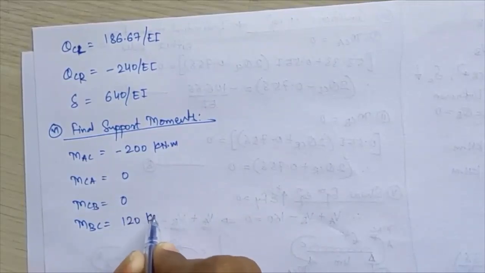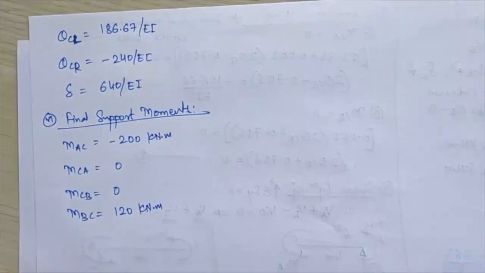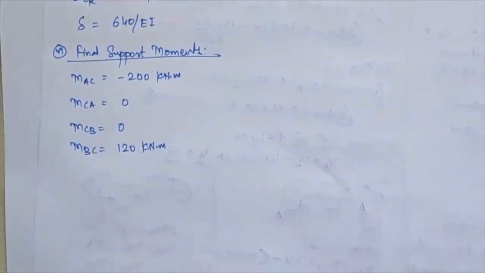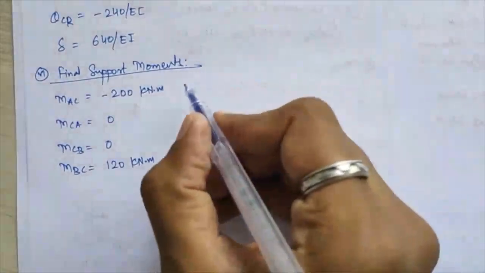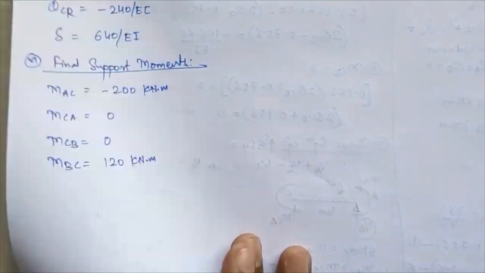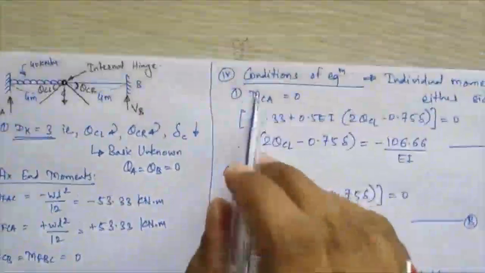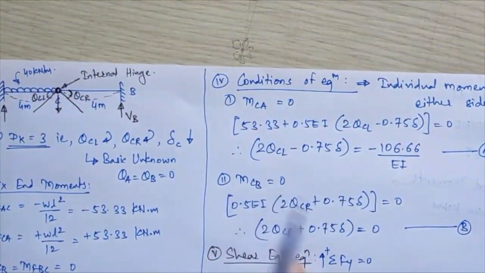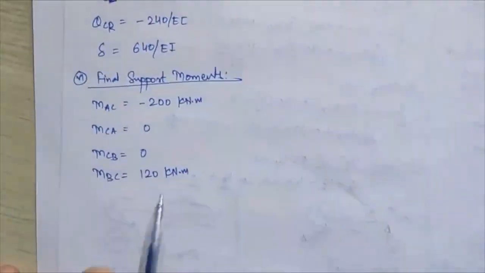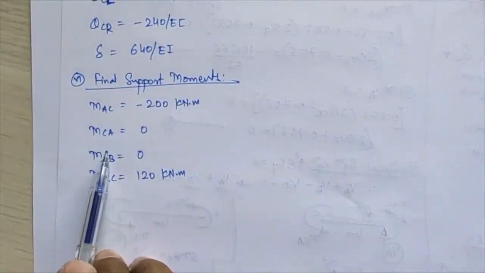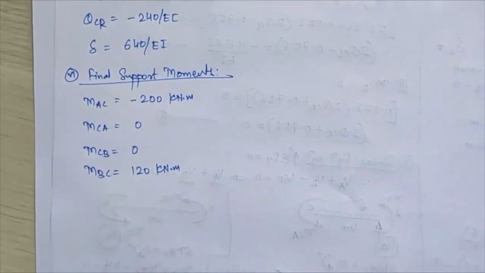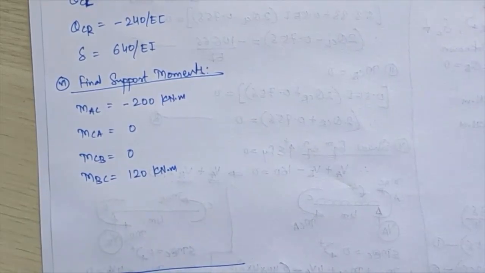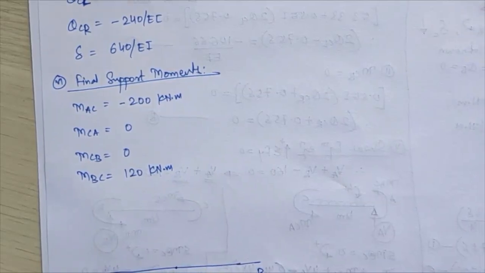plus 120 kilonewton meter over there. Okay, and see, for your conditions of equilibrium we have considered your MCA as equal to 0 and MCB as equal to 0, and finally we are getting both values again equal to 0. Now if you plot the bending moment by superposition diagram, we will see here A, C and B. At C you are having an internal hinge.